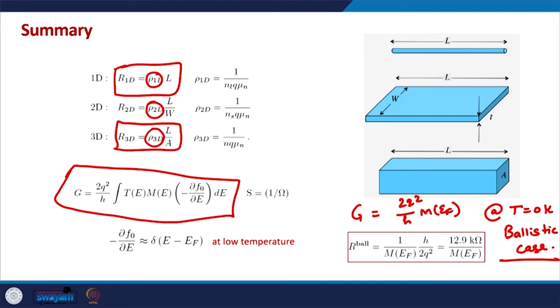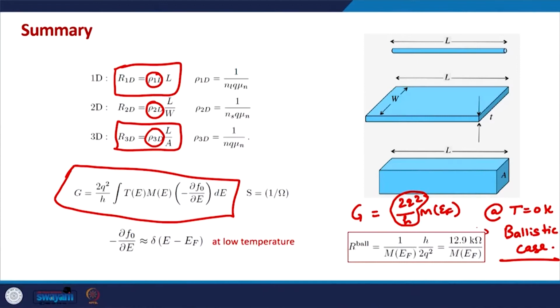This term 2q square by h is known as the quantum of conductance. It is the conductance of a single channel of electrons in the device, and its value is 1 by 12.9 kilo ohms. From this analysis, we could see that for a 2D ballistic conductor, the resistance is independent of the length, as opposed to our classical, conventional understanding of resistance. So, that is the key difference.